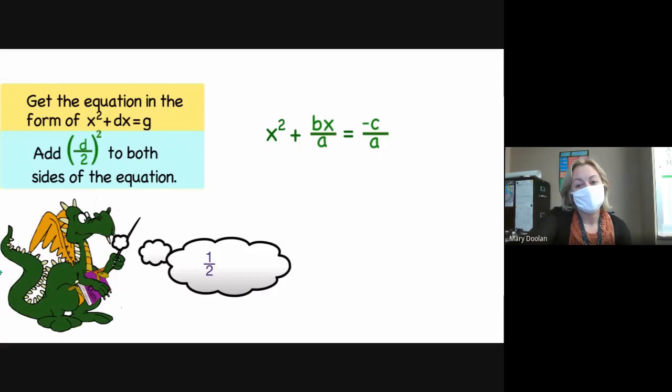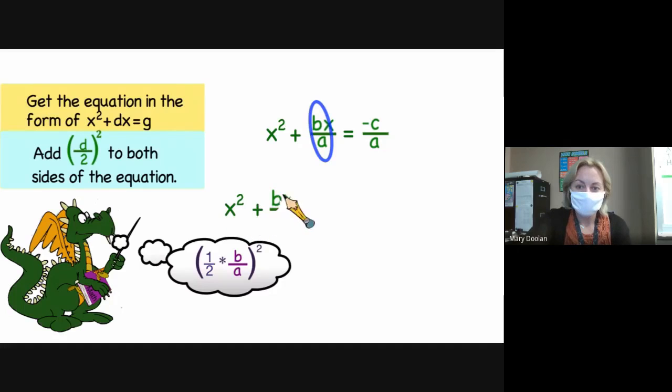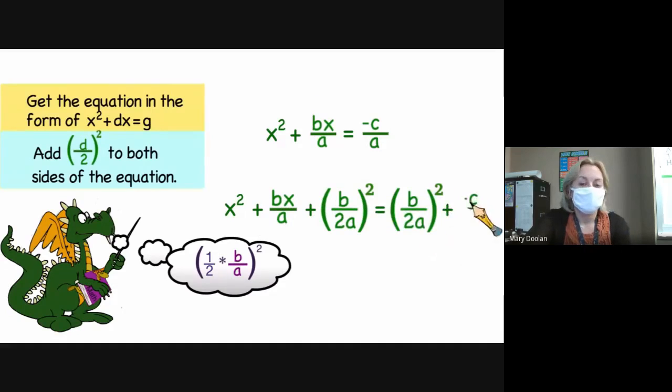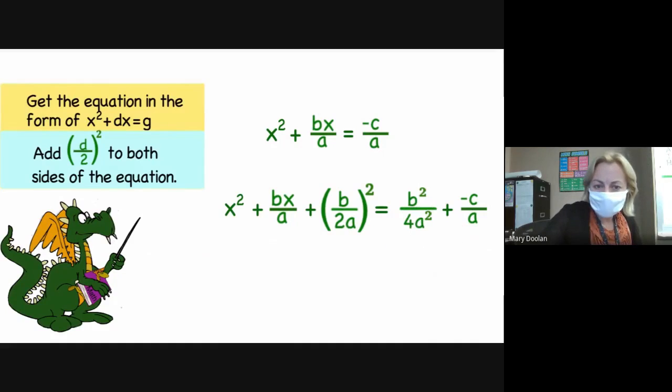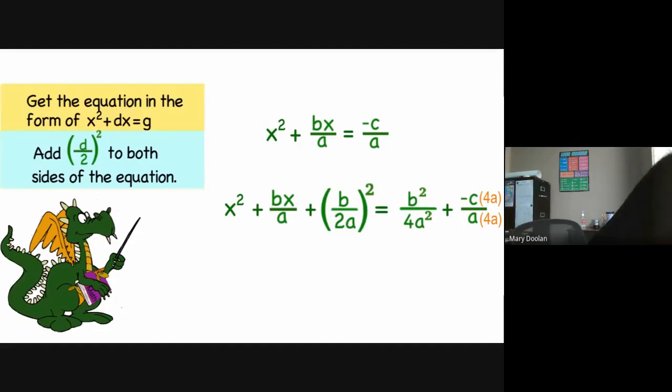We're going to take 1/2 of the term in front of x, and we're going to square that. And that would leave us with b over 2a quantity squared. And I'll add that to both sides of the equation. On the right-hand side, I'm going to go ahead and multiply that out because I'd like to combine my two fractions. So I get b squared over 4a squared plus negative c over a. Before I can add those two terms, I have to have a common denominator. So what I'm going to do is multiply both the numerator and the denominator of negative c over a by 4a. Now I have a common denominator of 4a squared.